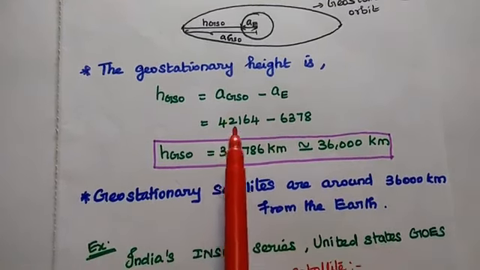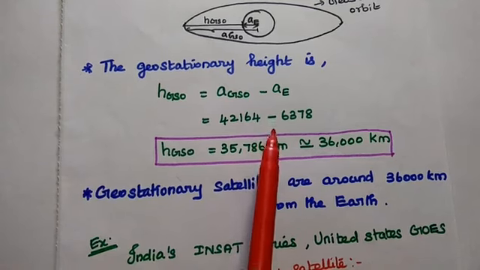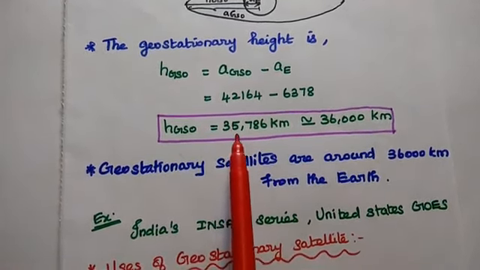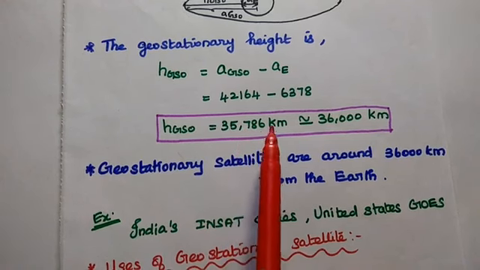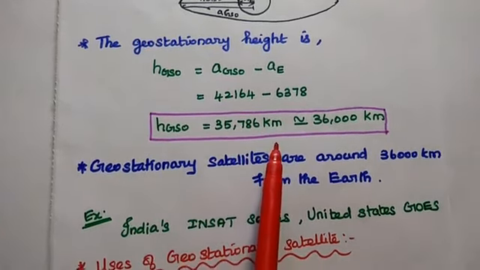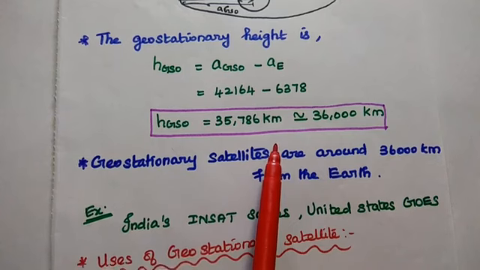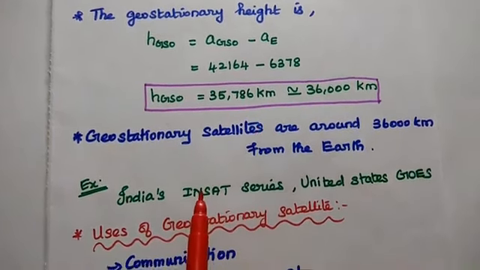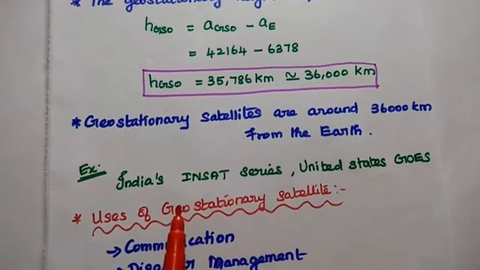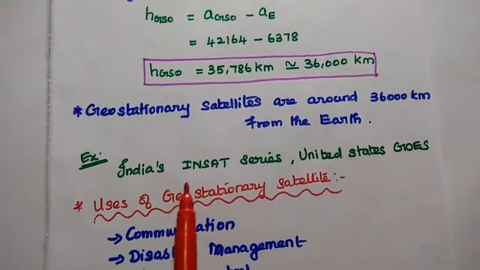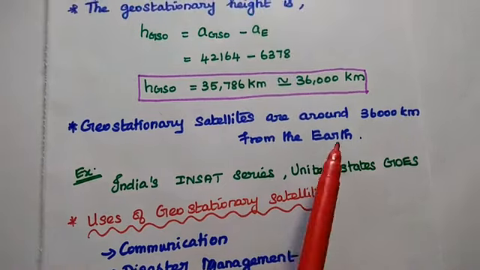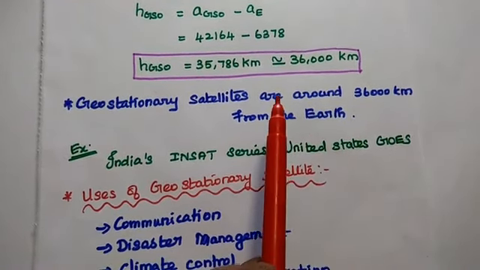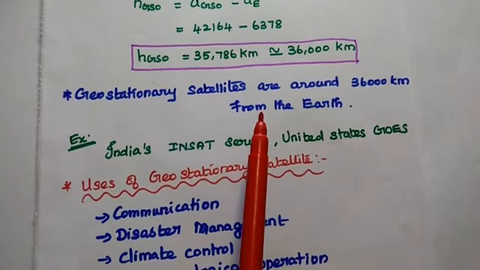Okay, so here 42,164 minus 6,378, its value is 35,786 kilometer. We can approximate this value as 36,000 kilometer. So we can simply round off this value. So here we can conclude that the geostationary satellites are located around 36,000 kilometer from the Earth. Okay. So this is the height of the geostationary orbit.